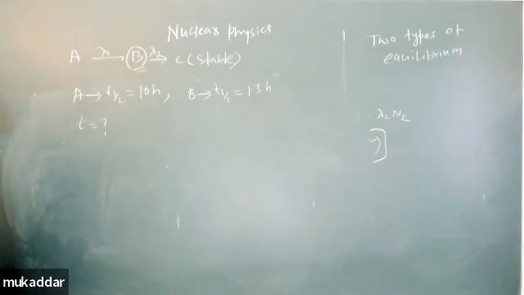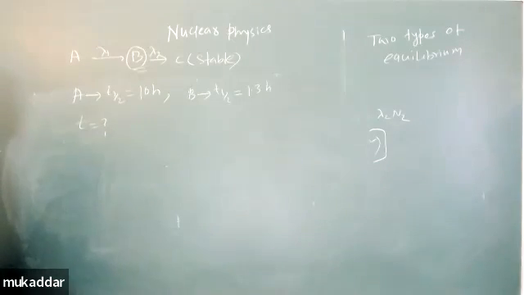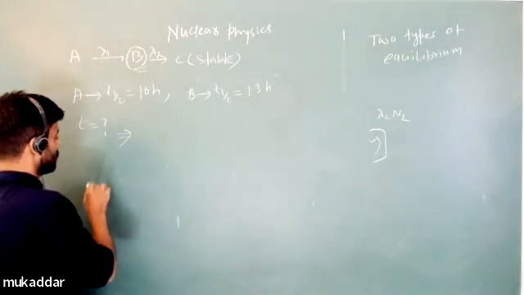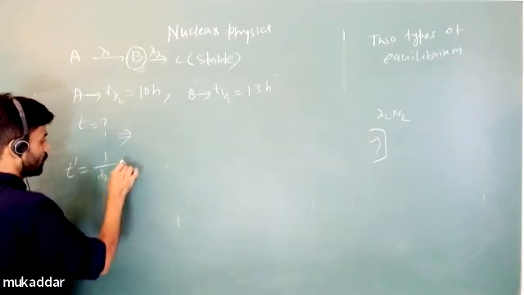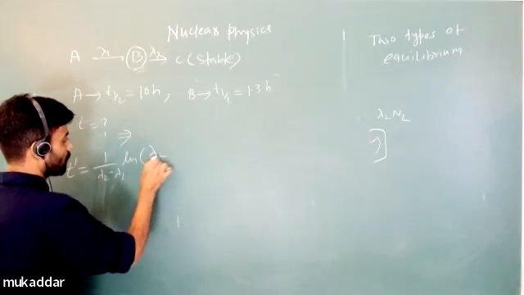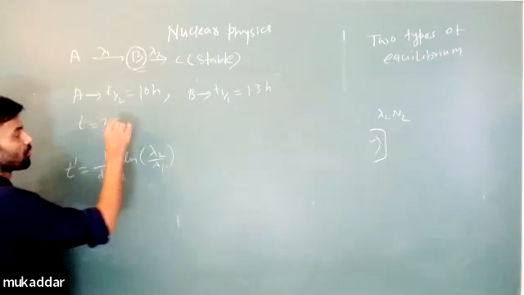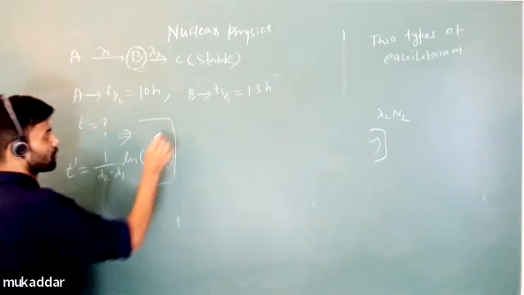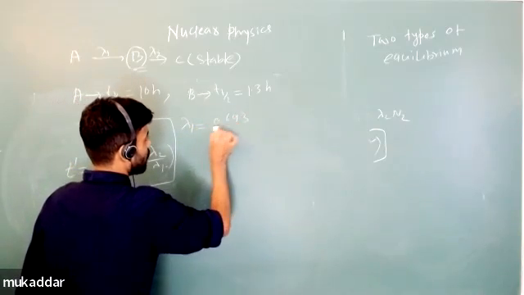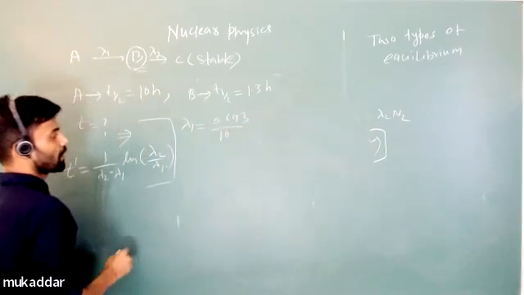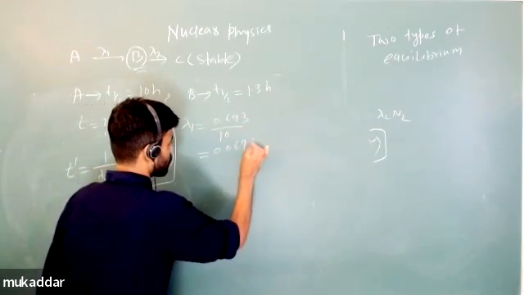Sir, the T half of both is given, and we have to find after what time B becomes maximum. Yes. So first you have to calculate lambda, because the time t prime was 1 by lambda 2 minus lambda 1 times natural log of lambda 2 by lambda 1. You know T half, so you can easily calculate lambda. Lambda 1 will be 0.693 divided by 10 per hour, so it will be 0.0693 per hour.